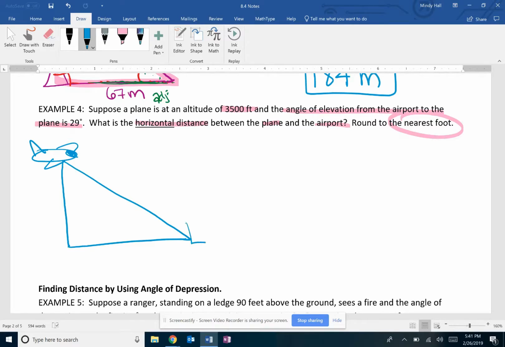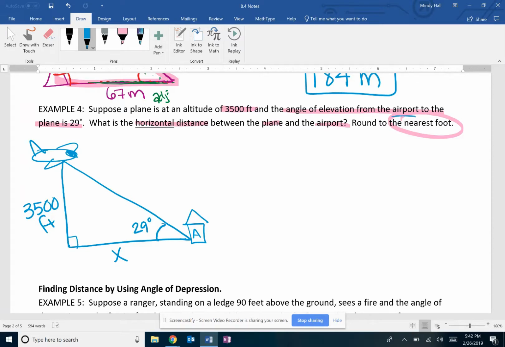So I got a little excited because I want to draw my picture. But we have a plane and an airport. And so because we know the plane's altitude is 3,500, we're just going straight down from the plane 3,500 feet. And then our angle of elevation from the airport, again, your key thing is that it's saying from the airport, it is 29 degrees. And I know that's angle of elevation because I'd have to go up in order to actually draw the angle. And we want to know the horizontal distance. So notice they're not saying the direct distance between the airplane and the airport. They just want to know how far is that distance from the plane to the airport if you were just going across the ground.